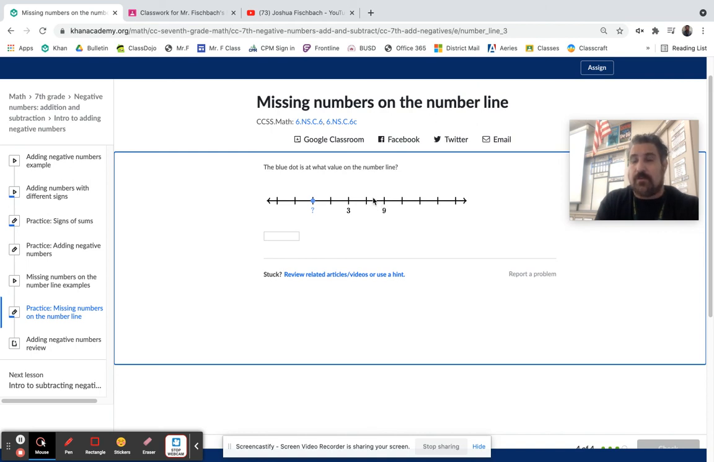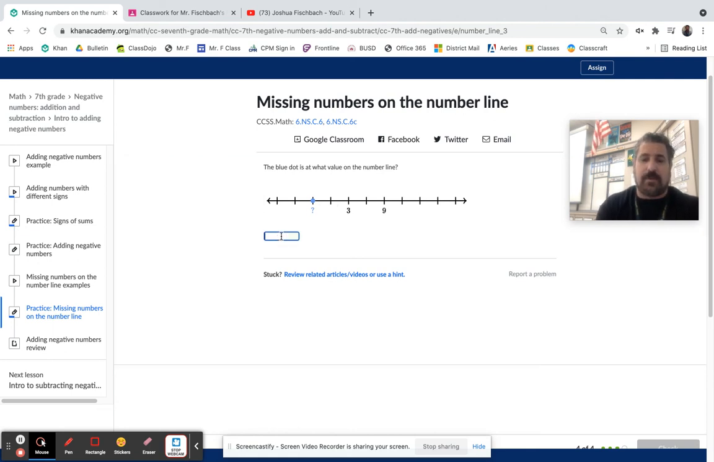As you go to the right, you're adding 3. As you go to the left, you're taking away 3 or adding a -3. So the blue dot is on the left. We're going to be taking away 3 for each of the intervals. So 3 plus -3 is 0. 0 plus -3 is -3. So the blue question mark is a value of -3.